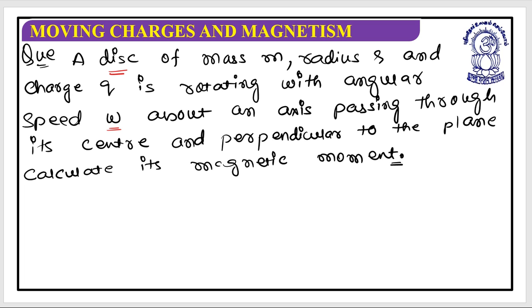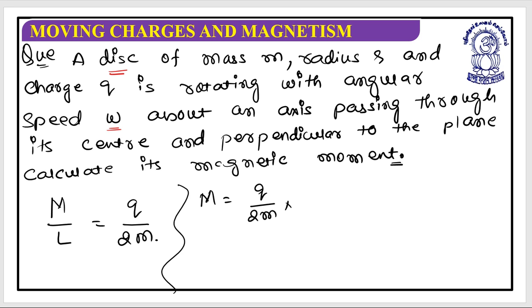Now what next? What can I do? I have one more approach. Let's have a look. It is m by L, which should be equal to q by 2m. From this, m could be replaced by q by 2m multiplied by L, and that L could be represented as I omega, where I is the moment of inertia. I hope this is clear.